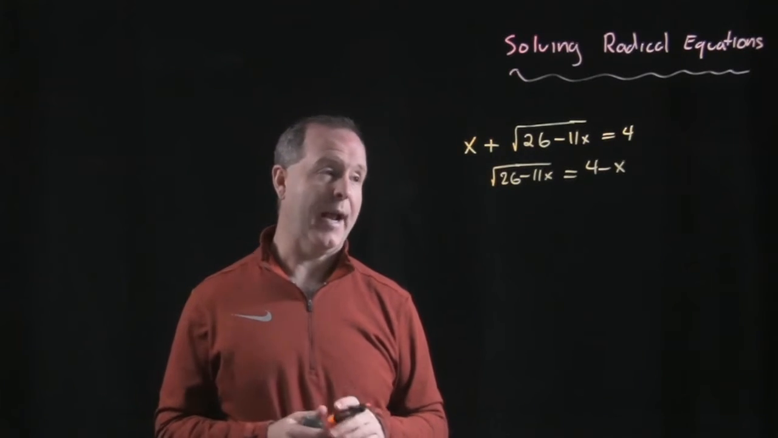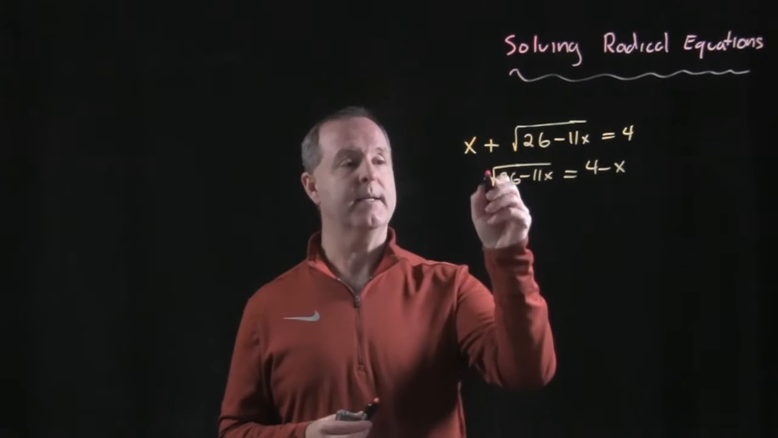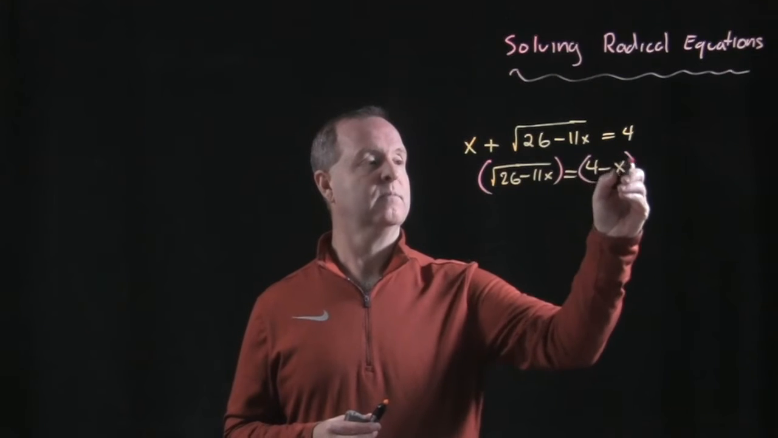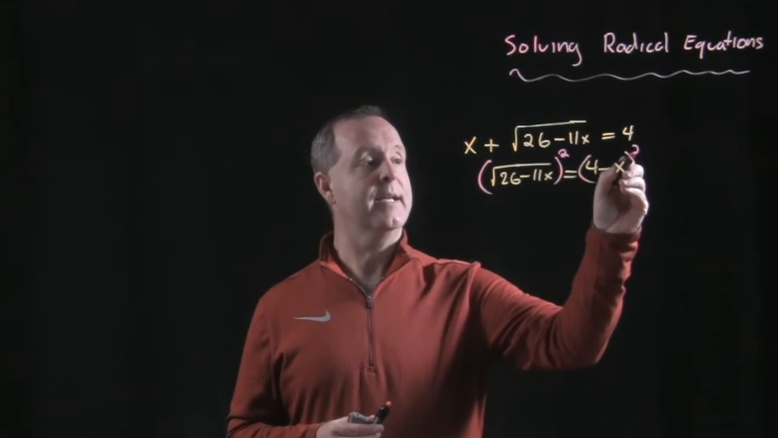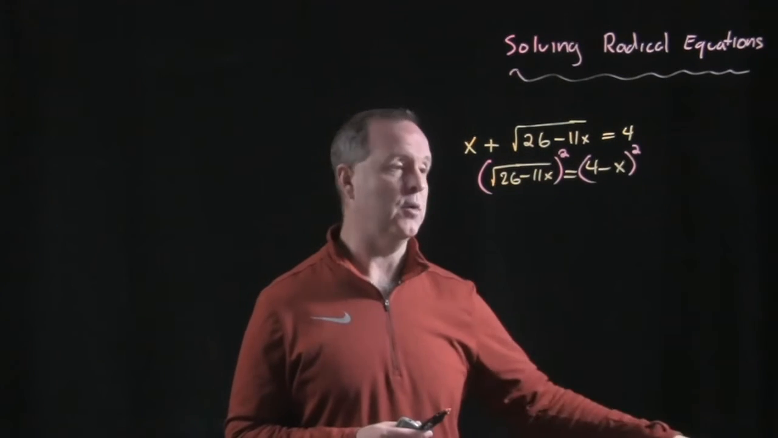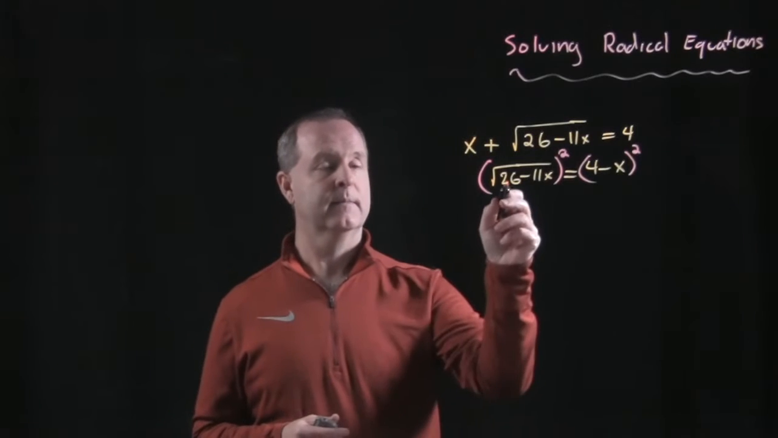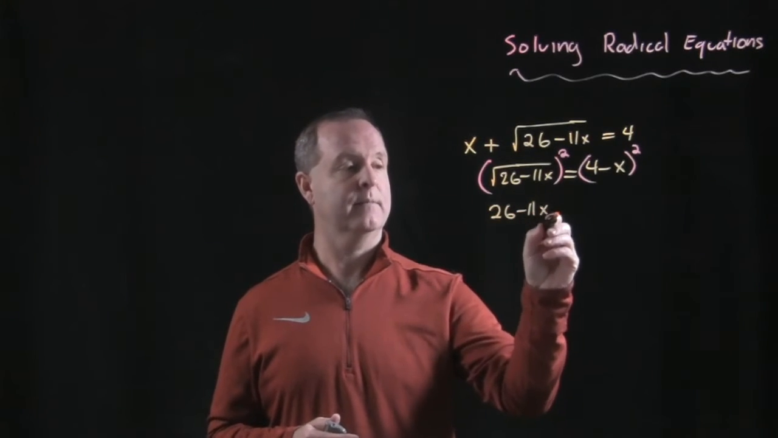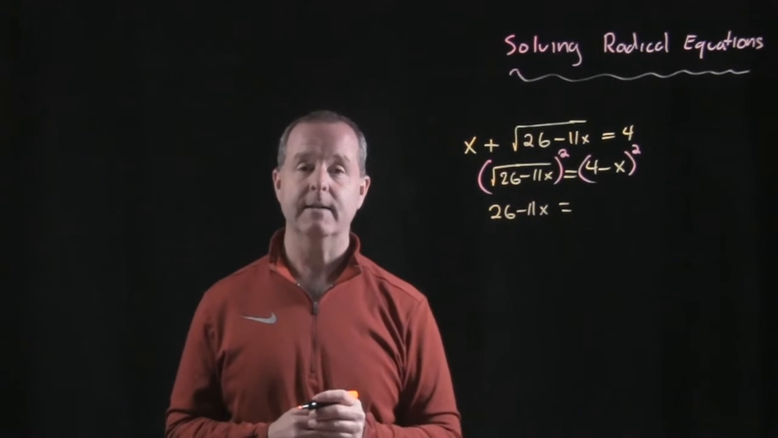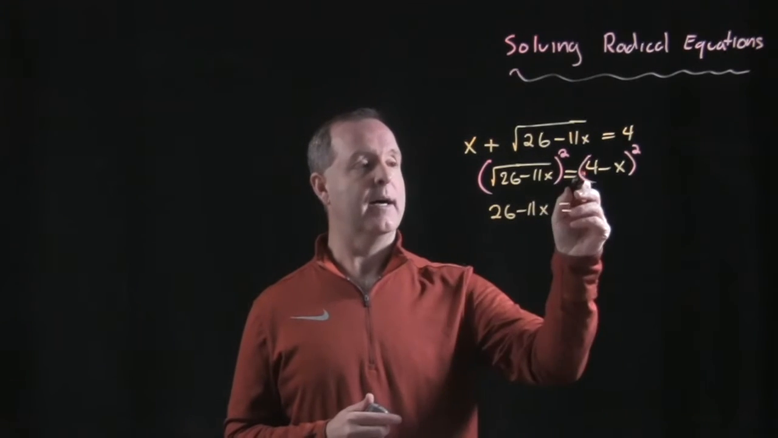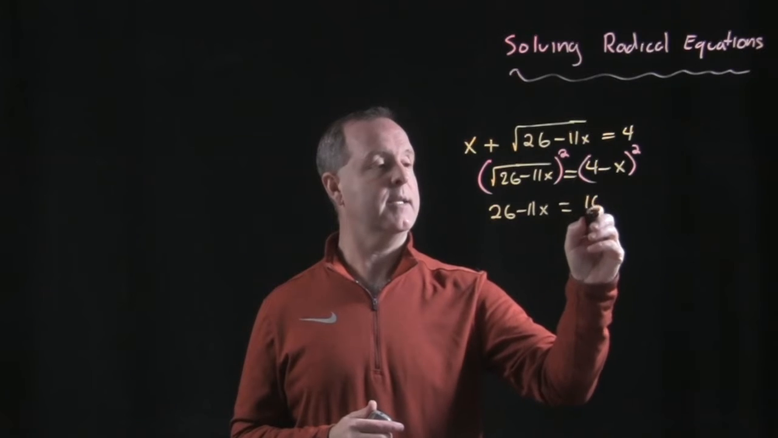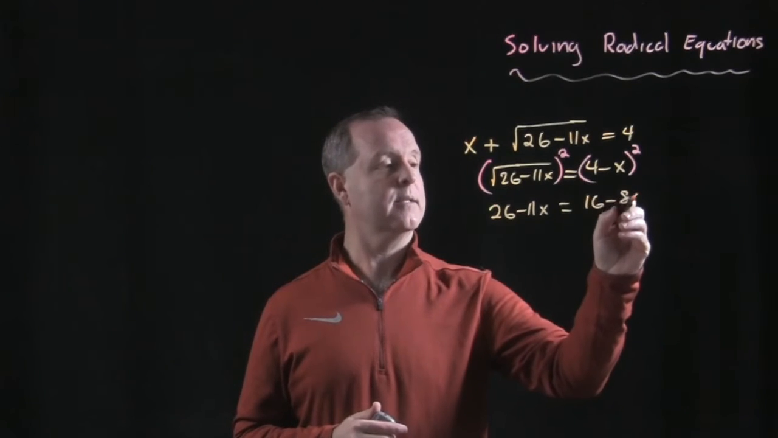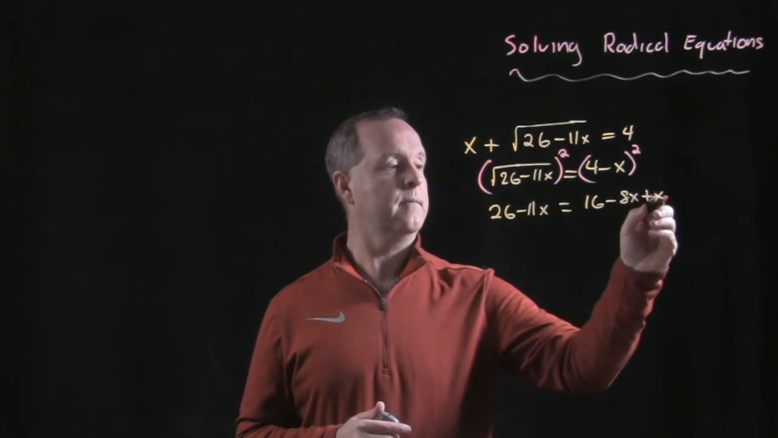Step two: reduce or eliminate the radical, and we did that by raising both sides to the appropriate power. In this case, it's still a 2 because we have a square root that we want to eliminate. So the left side becomes simply 26 minus 11x. The right side, how do we multiply that out? As 4 squared, so it becomes 16 minus 8x plus x squared.